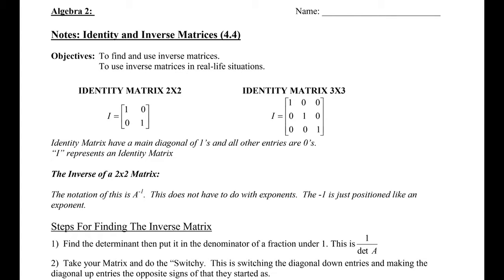Today's notes are on identity and inverse matrices. The identity matrix has a main diagonal of 1s and all the other entries are 0. So whether it's a 2 by 2 or a 3 by 3 matrix, they both have the main diagonal of 1 and then everything else is filled in with 0. The identity matrix is represented with the letter I.